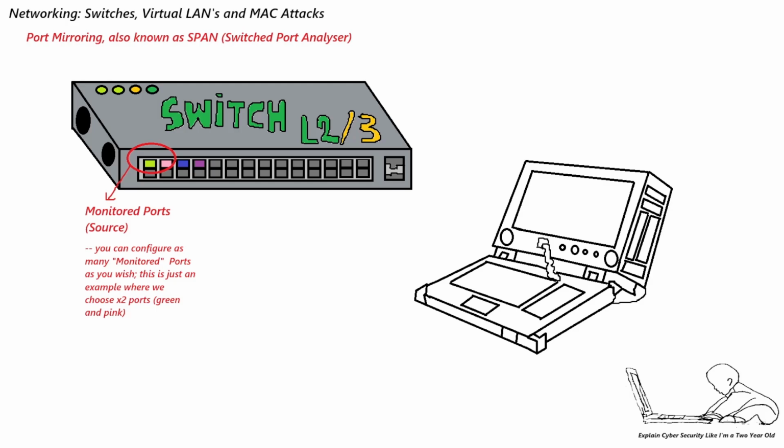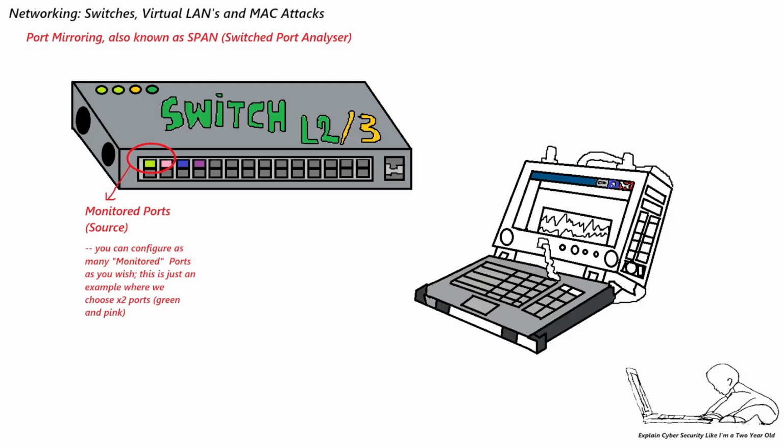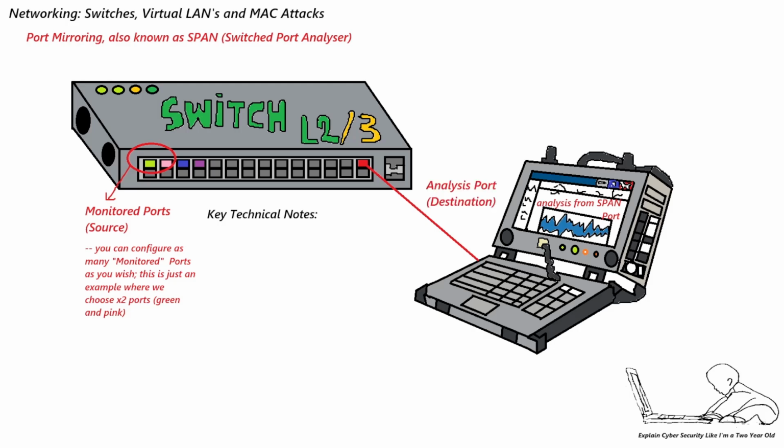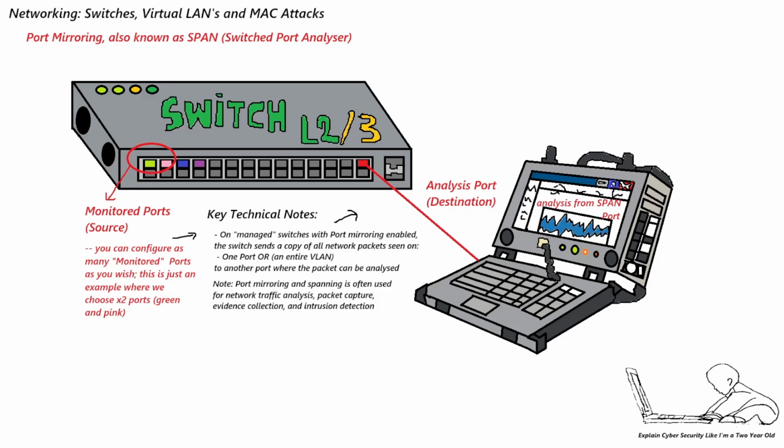Port mirroring, sometimes known as port spanning, is often used for network traffic analysis, packet capture, evidence collection, and intrusion detection. The dedicated analysis port on the switch usually connects to a server or a device of some sort, which is used for network traffic analysis of the duplicated traffic mirrored from the designated ports that the admin has configured to be monitored through port mirroring.